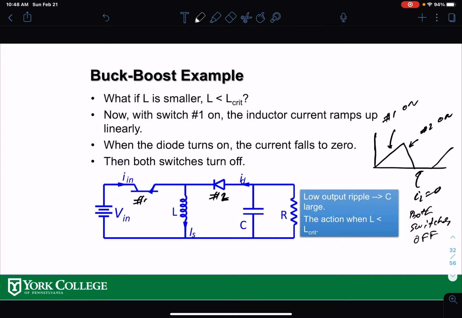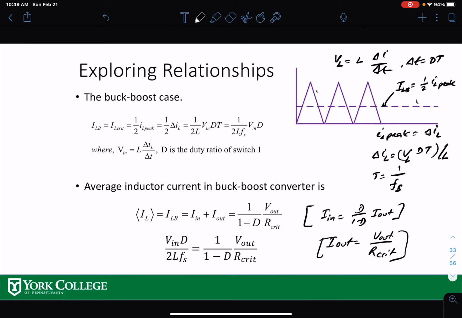So, in discontinuous conduction mode, if your L value is lower than the L critical value, remember the L critical value is where you are touching the zero but not zero. If your L is lower than L critical, you go into discontinuous conduction mode. And again, as said before, switch 1 is on here, switch 2 is on here, and both switches are off here. Okay, so now let's examine the critical operating condition for the buck boost converter.